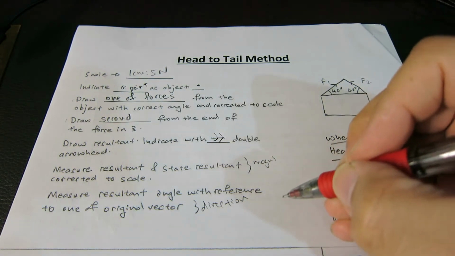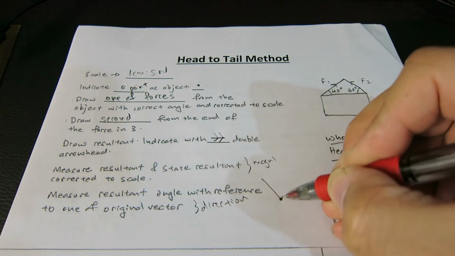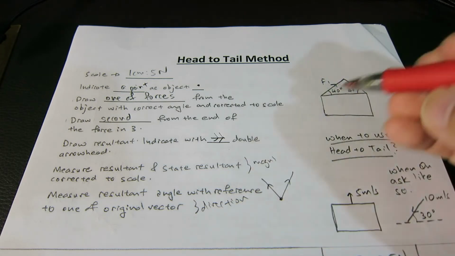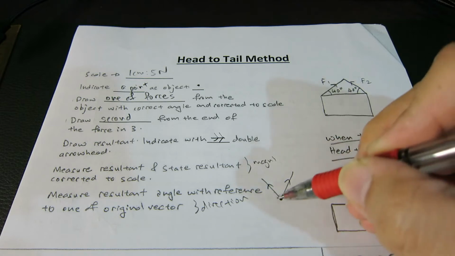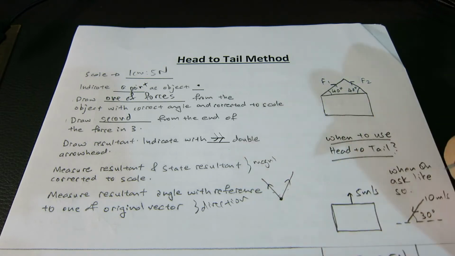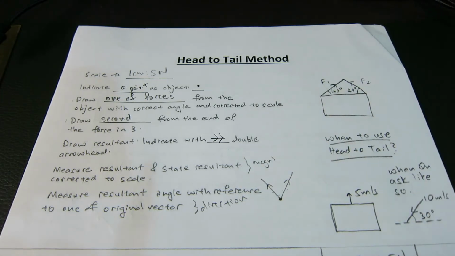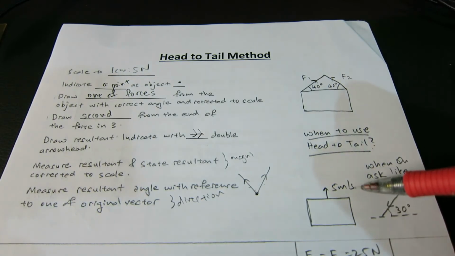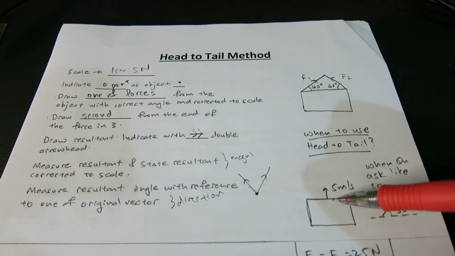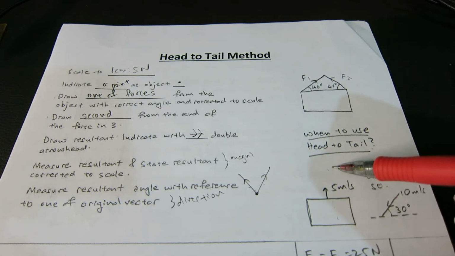Alright, so when do I use head to tail? Just now we used parallelogram when I have the object and the forces are already drawn in this manner, meaning that all the forces are drawn as acting from the object in a certain direction. That means the tail and the tail meet. Now, sometimes it may be easier for you to use head to tail when they give you a situation like this. They say that an object is moving forward or upwards at 5 meters per second.